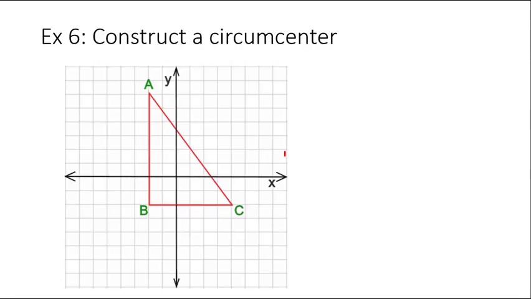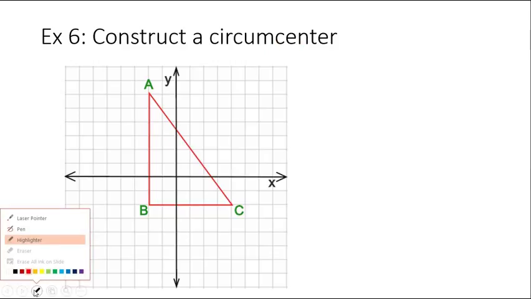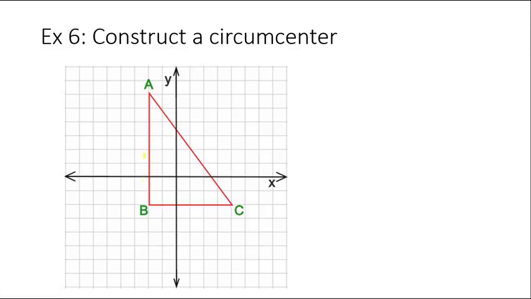Okay, example 6. So now here we're going to construct a circumcenter. So the way we construct it first is, given this triangle, we're going to go with two sides. Let's go with this side, and then we're going to go with this side right here. Like that. Okay. So these two sides.